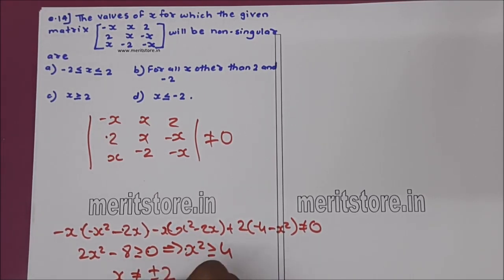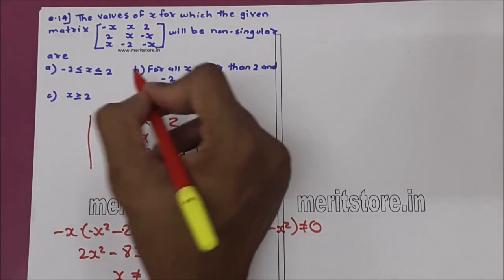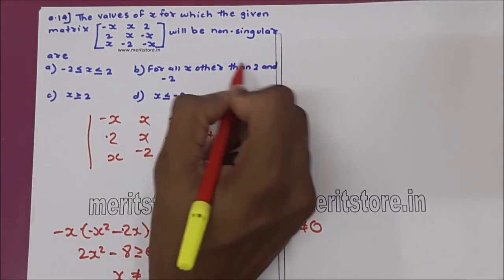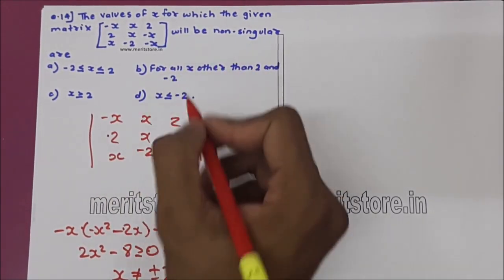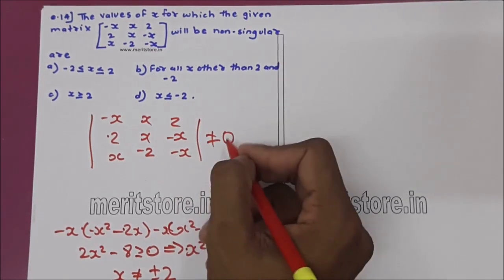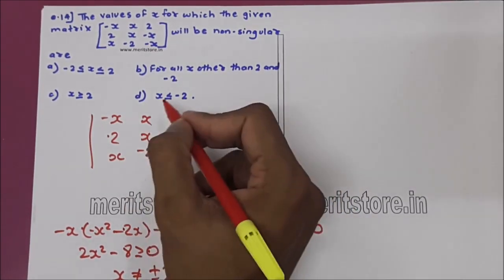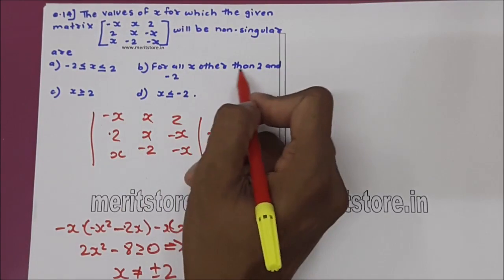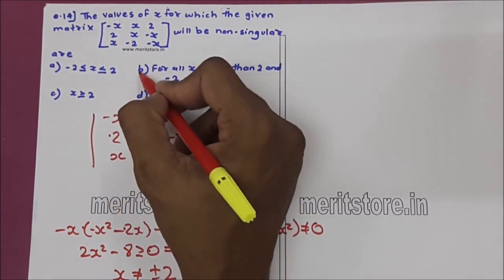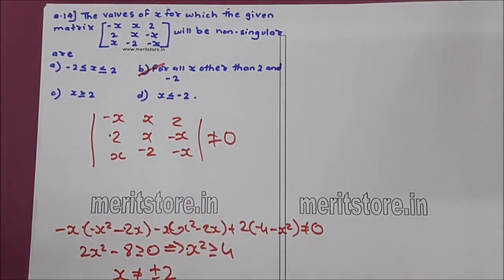If we compare this value of x, we get B, for all x other than 2 and minus 2, because we know that the determinant of this matrix is not equal to 0. So therefore we conclude that it is for all x other than 2 and minus 2. Therefore option B is the correct answer.